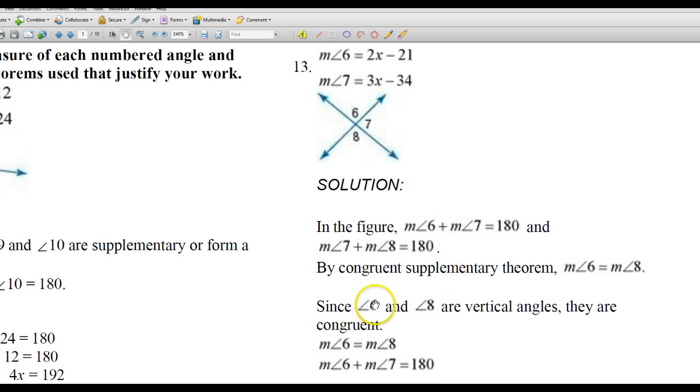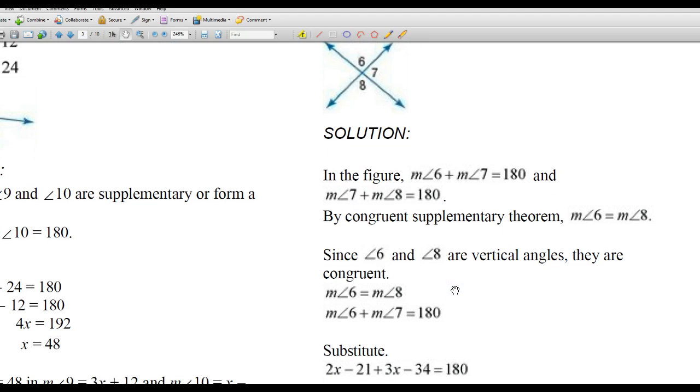It goes on to say, since 6 and 8 are vertical angles, they are congruent, which is the vertical angles theorem. So 6 and 8 will have the same measure because they are vertical angles. So since 6 and 8 are vertical angles, they are congruent. The measure of angle 6 is equal to the measure of angle 8.